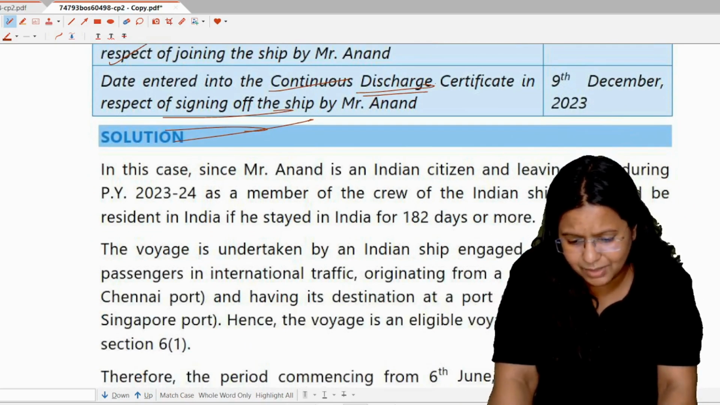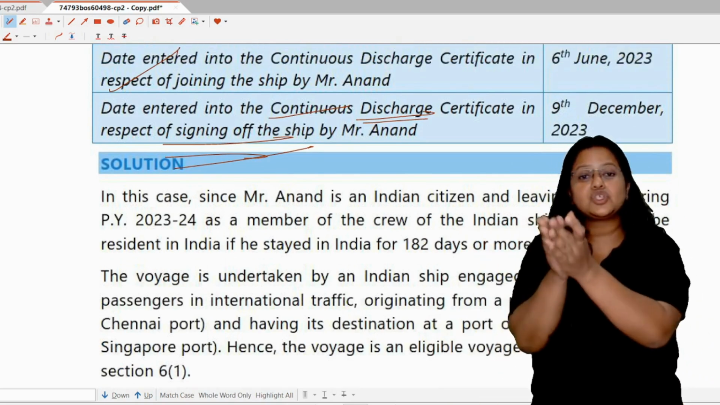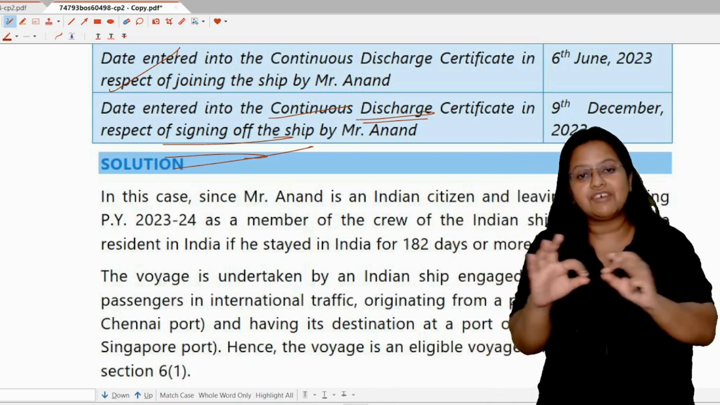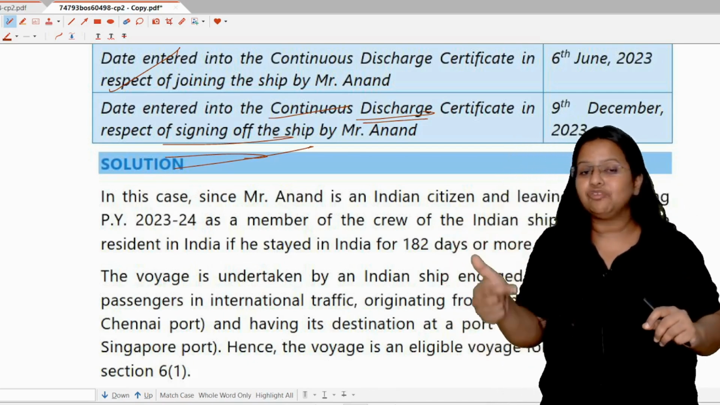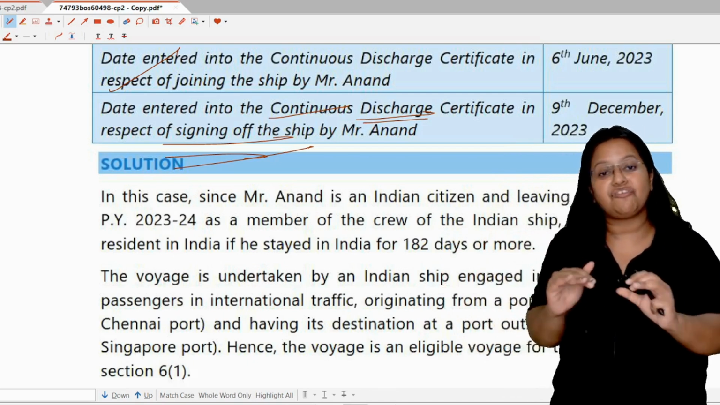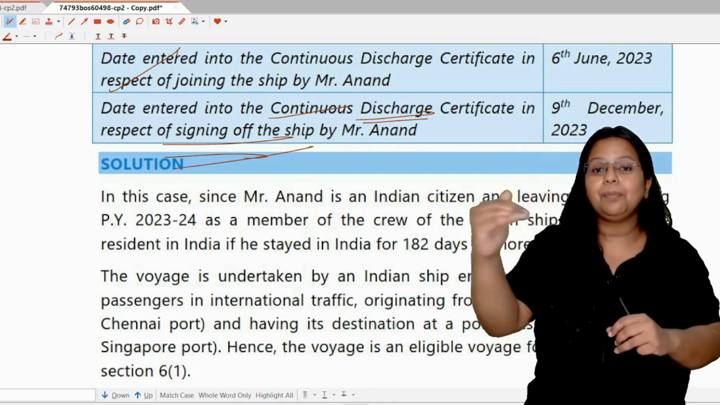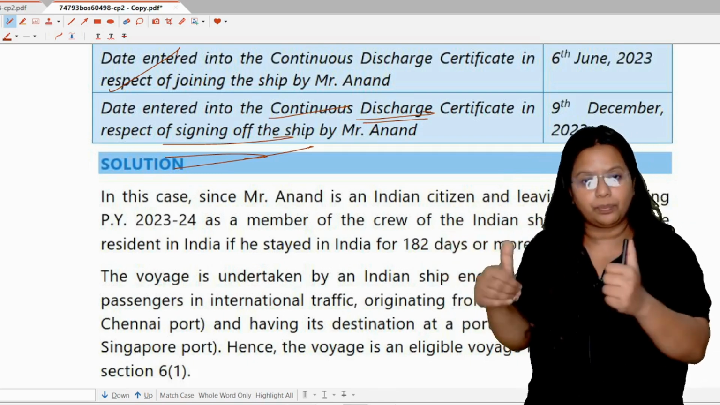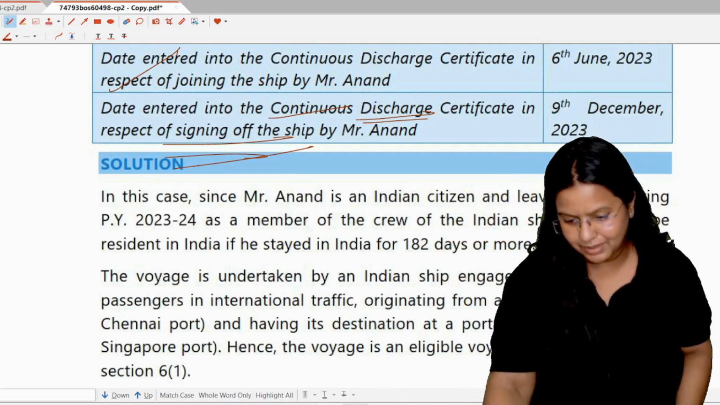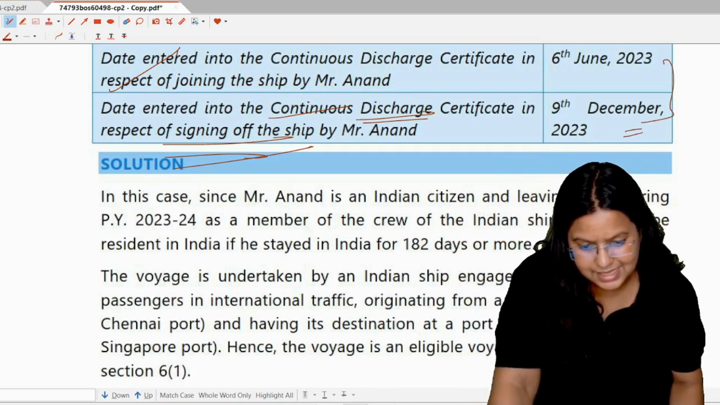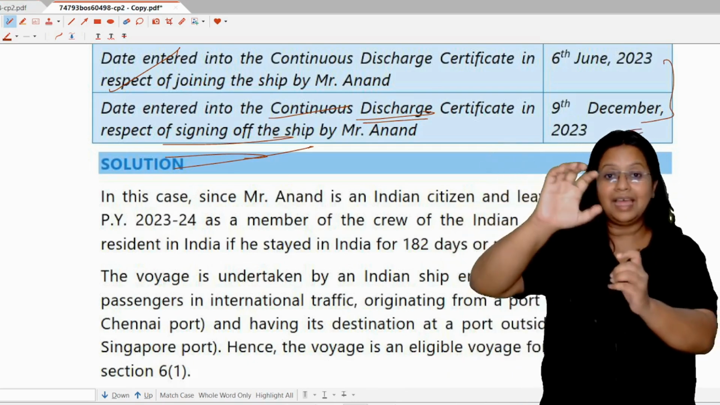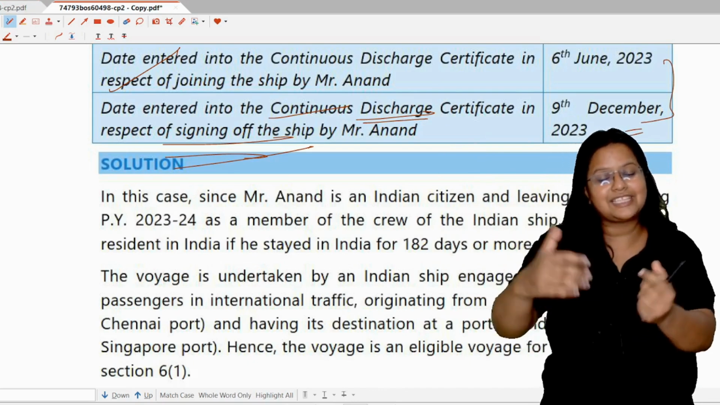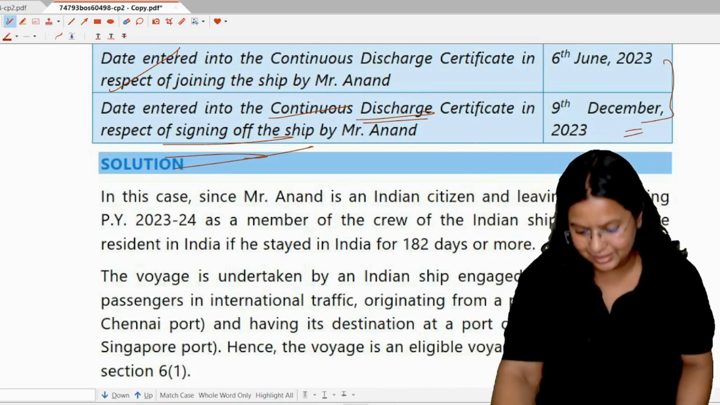So students, it is very much clear that from 6th June 2023 to 9 December 2023, Mr. Anand was not present in India. And to find out the residential status of any person, we have to calculate how many days that person was staying in India in the previous year 23-24. So if we calculate these days, from 6th June to 9th December, and deduct it from the total number of days in a year, we will find out how many days he was in India. Okay, so let's do it.